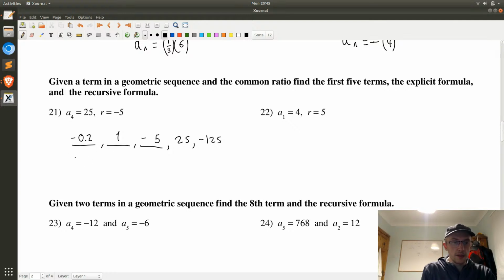But what about the explicit formula? All right, you want the explicit formula? Well, we're going to do something to -5. We're going to raise it to the power of n. And then what are we going to do? Oh, goodness me. We're going to take away 2 from that. I think that's just literally it, isn't it? Yeah, I think that's it. That works. That's fine.